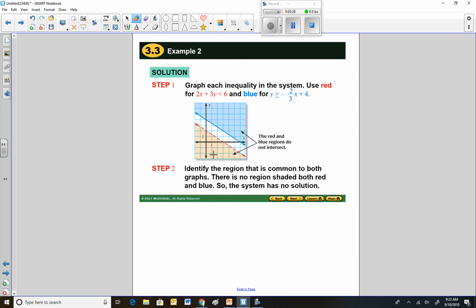The blue and the red sections don't overlap. So guess what? There's no solution to the system of equations.